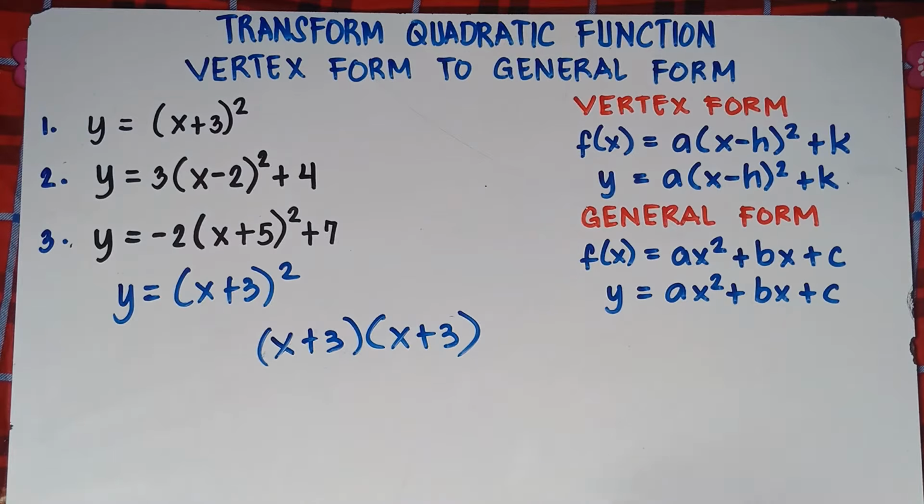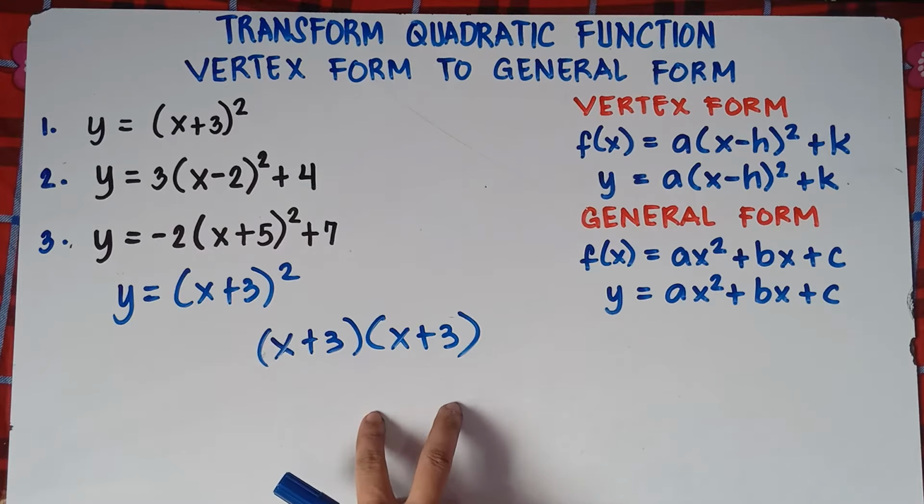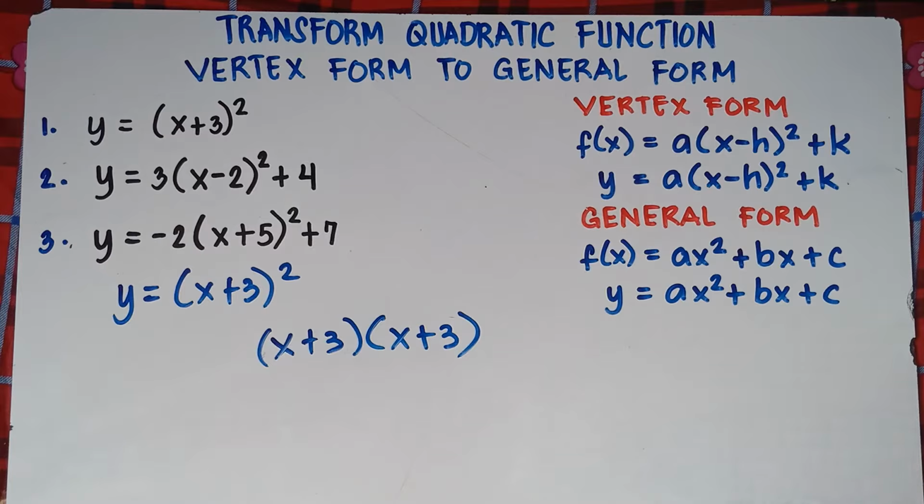To answer this, class, we have two solutions. The first solution is the FOIL method. Do you still remember the FOIL method? First, outer, inner, last. The second solution is the square of binomial. For me, it's better to use the square of binomial because you can answer in 3 to 5 seconds if you master it. But if not, you can do the FOIL method. Do not worry, class, we will explain both solutions so you really understand. So let's do the FOIL method.